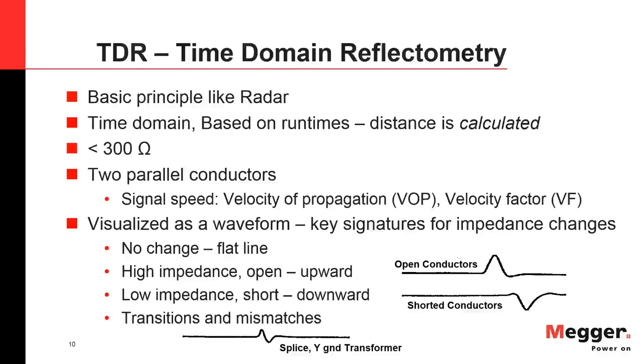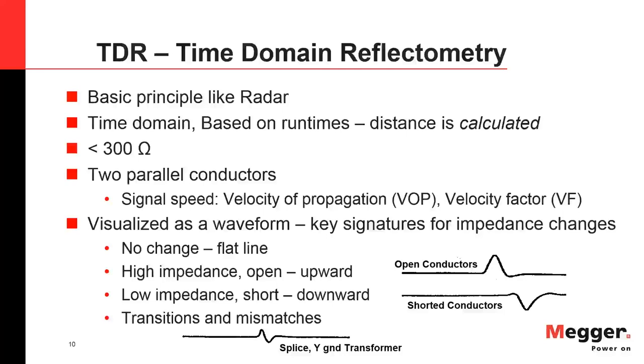Modern TDRs visualize the impedance measurement, because this is in essence what you're doing. The impedance footprint that you take of the cable, they visualize as a waveform. And there's a few, let's call it, signatures for these impedance changes or impedance mismatches. If you don't have any change, that means your typical cable, a concentric, symmetrical construction, where the distance between the center conductor and the shield should not change, so you expect to see a flat or almost flat line because there's no impedance change. The one extreme case would be the open end of the cable, or if one of the two conductors just stops and the pulse cannot propagate any further. So you have a very high impedance situation, or an open, and you will see an upward slope on the trace, like it is indicated on the right there.